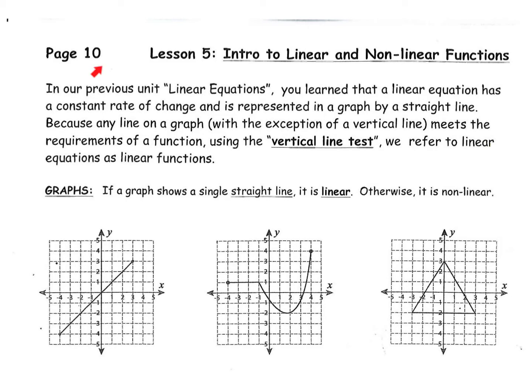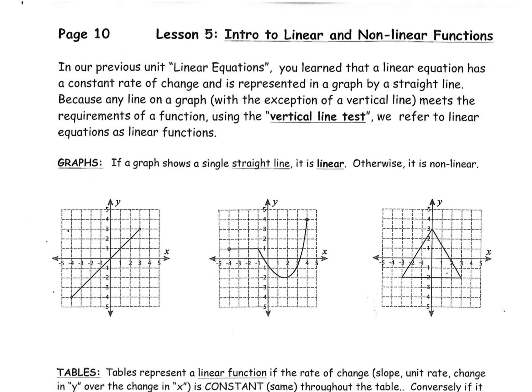Hello, please turn to page 10 in our Relations and Functions packet. In our previous unit, Linear Equations, you learned that a linear equation has a constant rate of change and is represented in a graph by a straight line. Because any straight line on a graph, with the exception of a vertical line, meets the requirements of a function using the vertical line test, we refer to linear equations as linear functions.